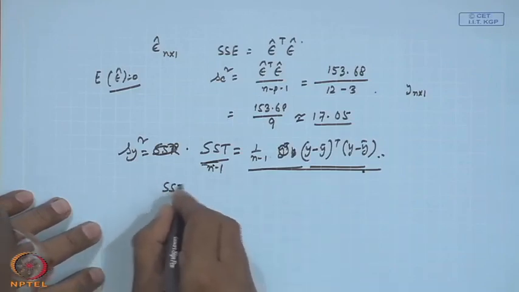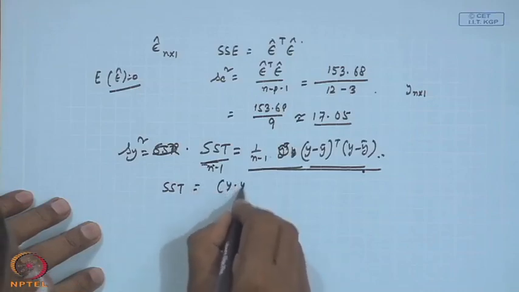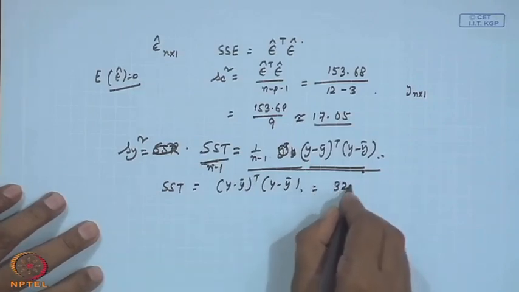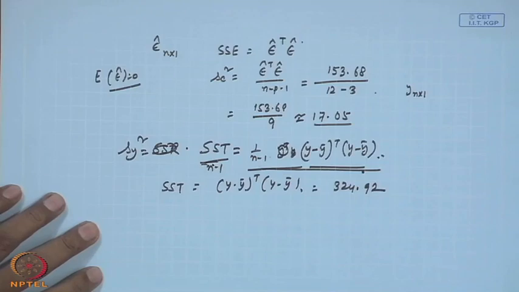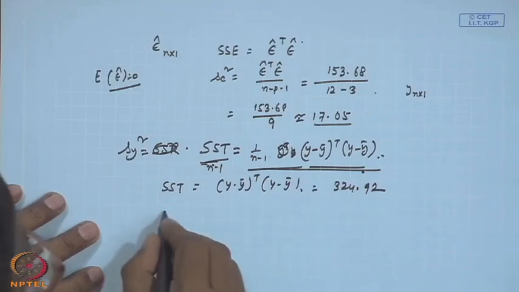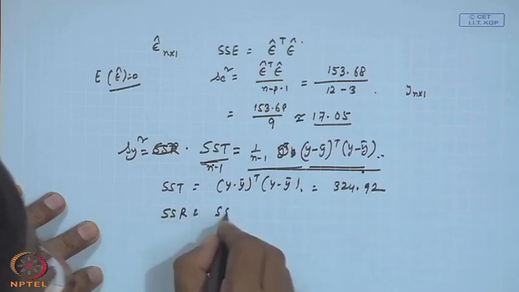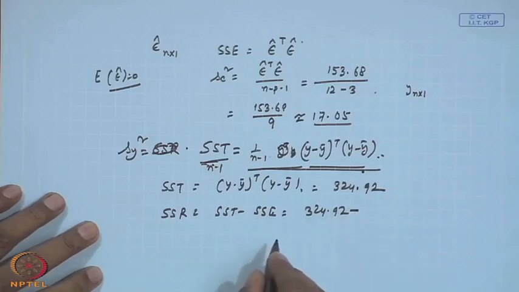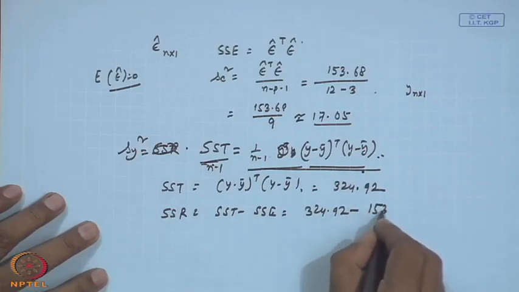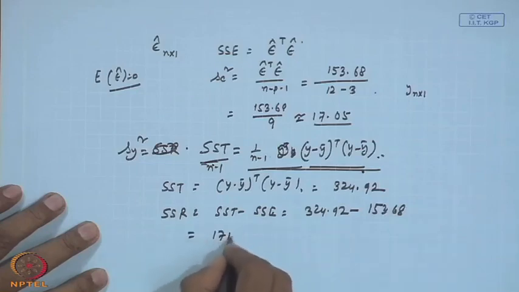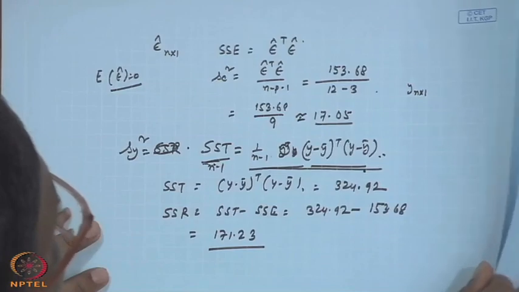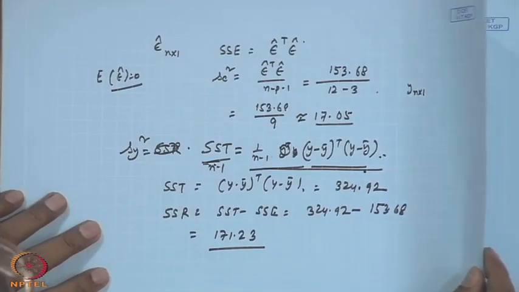So, then SST is known. SST is y minus y bar transpose y minus y bar. This value we have found out, 324.92. So, my SSR is SST minus SSE now. So, 324.92 minus 153.68, which is 171.23. Okay. So, SSR is known, SST is known.